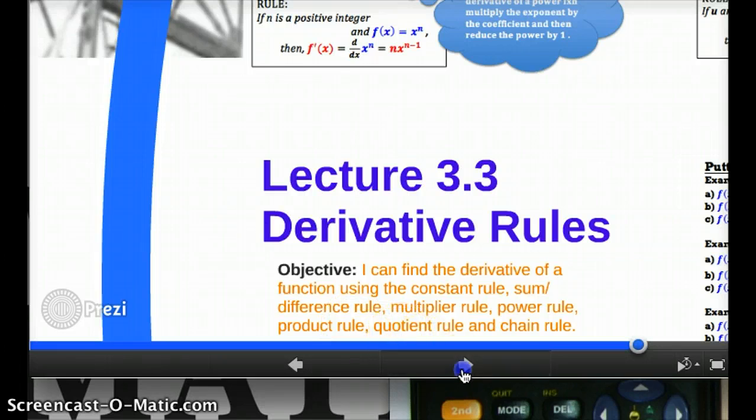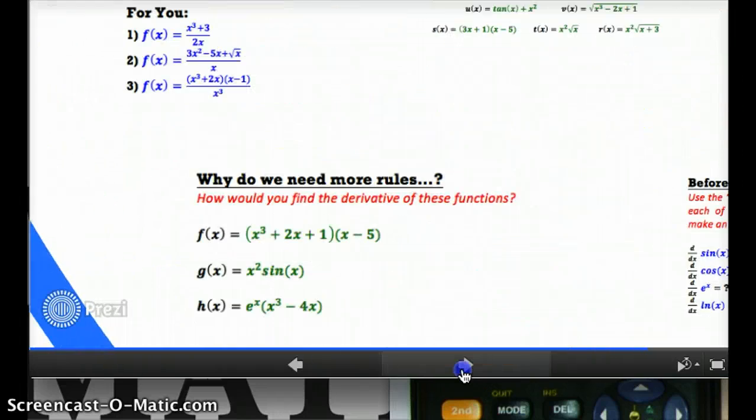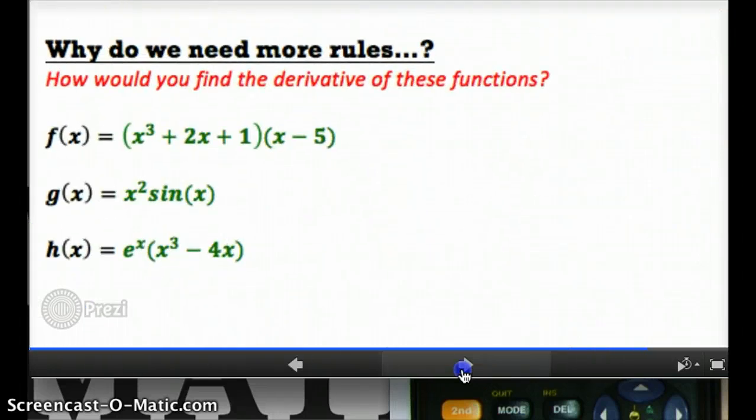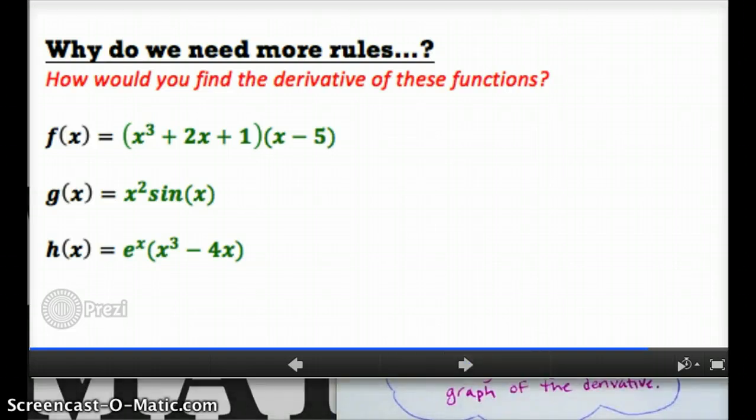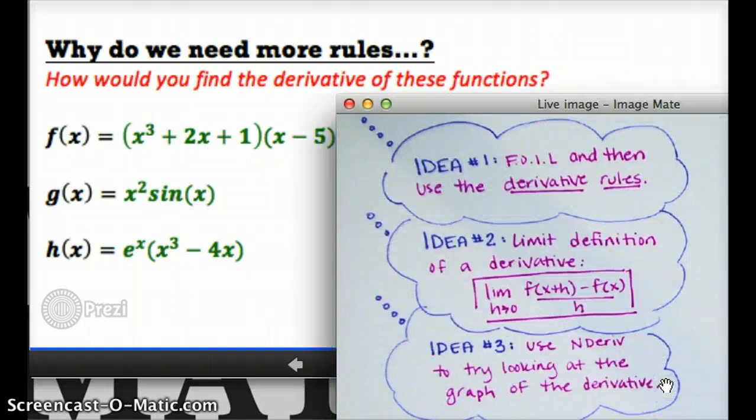But before I jump into what the rules are, I want to try convincing you why the rules are really necessary. So look at these three functions, f, g, and h. How would you go about finding the derivative of these functions? So I don't know about you, but I came up with a few ideas. My first idea was to FOIL and then use the derivative rules from class yesterday. But that really would only work for this first one, because then I could use like the power rule and all that stuff. Unfortunately, I don't know how to do that for g and h, partly because I don't really know what the derivative of sine is.